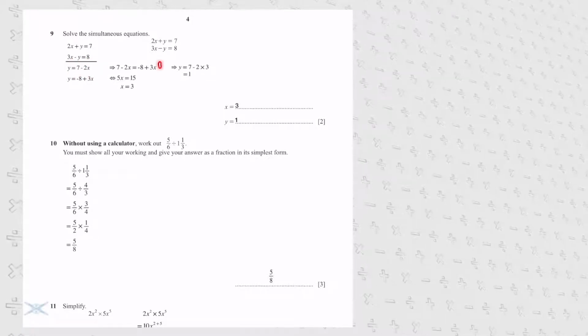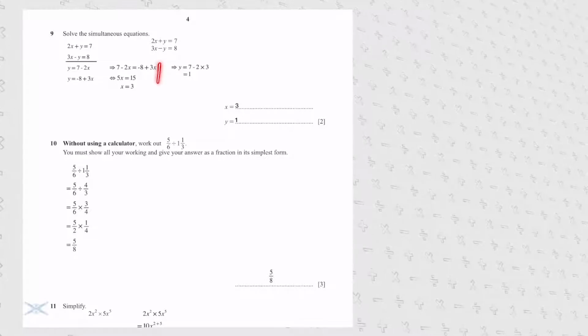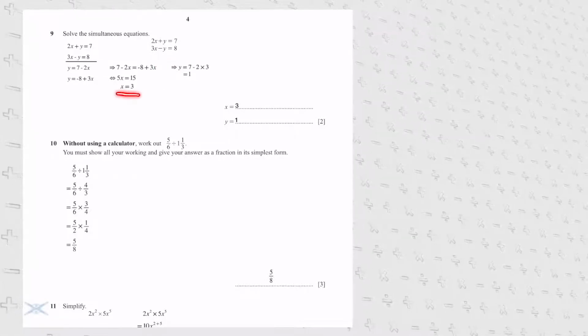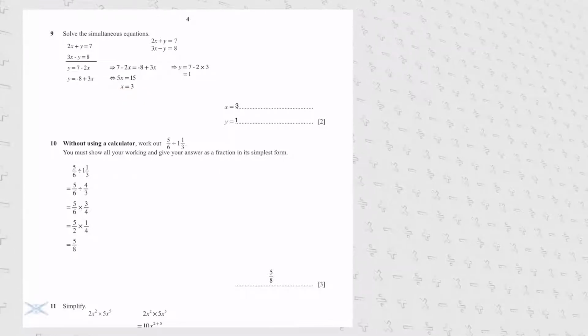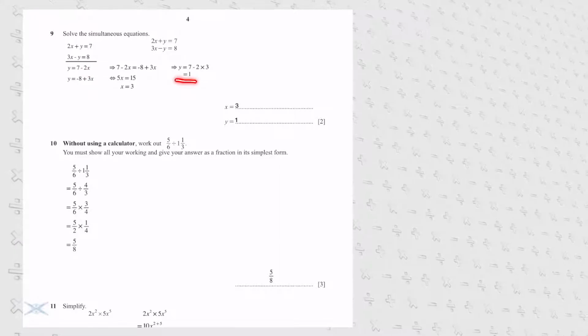In doing so, we have eliminated the variable y, which then allows us to determine the value of x. After rearranging this equation, we will receive 3 as a solution for x. Now we can substitute 3 for x in the first equation, which will give us 1 as a result for y.